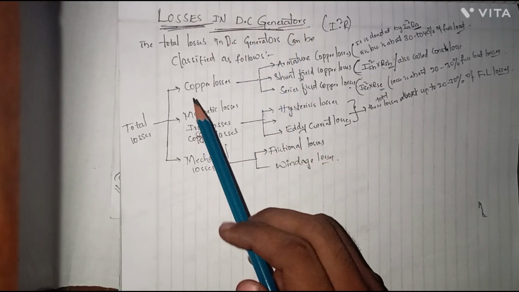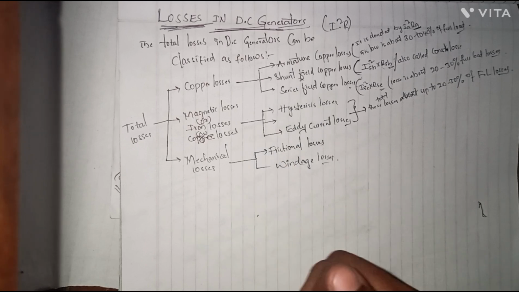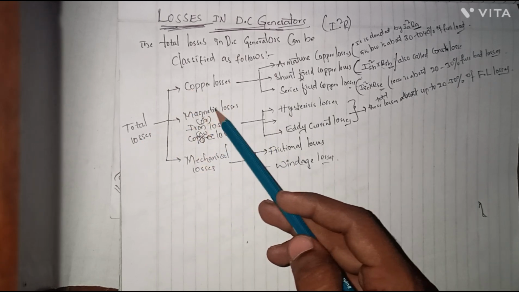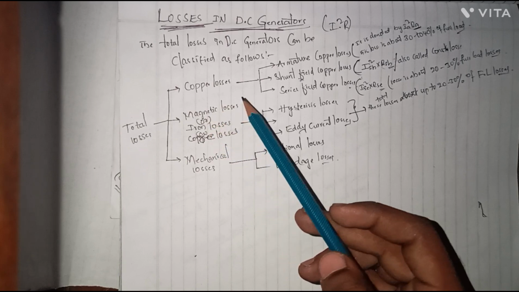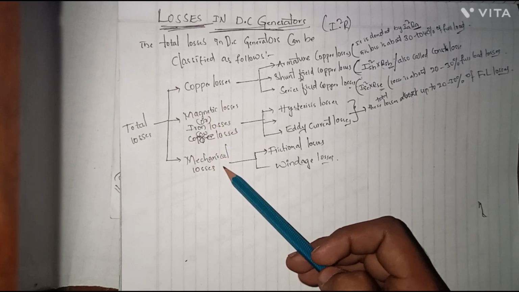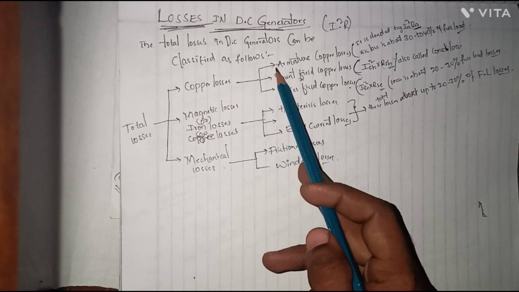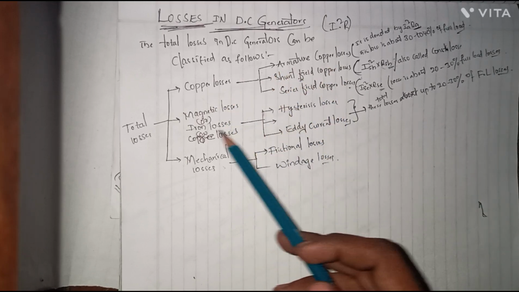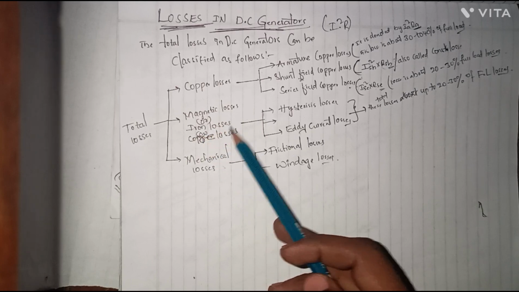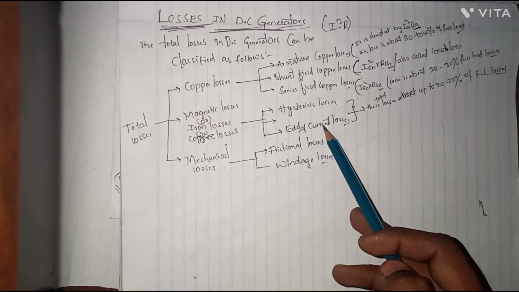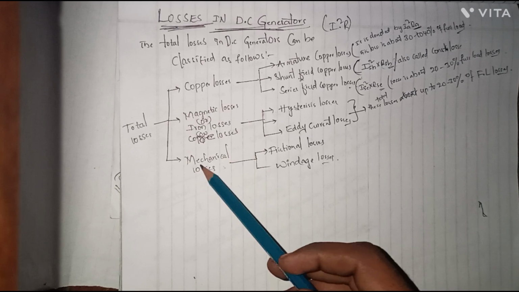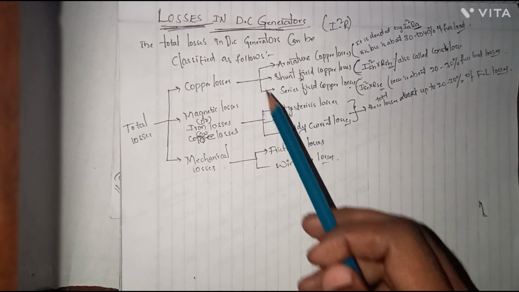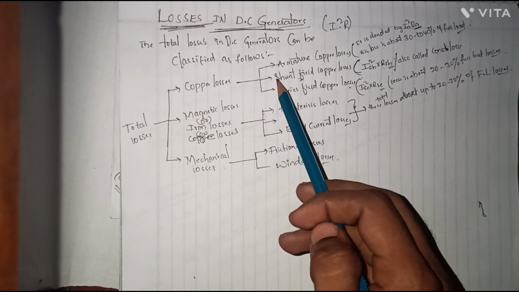Losses in DC generator. Total losses in DC generators can be classified into three: copper losses, magnetic losses or iron losses or core losses, and mechanical losses. Copper losses can again be classified into 3 types: armature copper losses, shunt field copper losses, series field copper losses. Iron losses can be classified into 2 types: hysteresis losses and eddy current losses. Mechanical losses can be classified into 2 types: frictional losses and windage losses. Now we discuss each and every one.